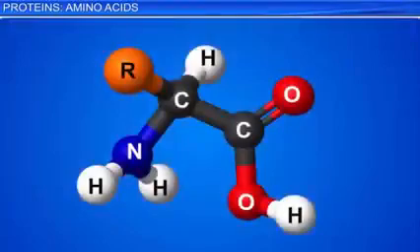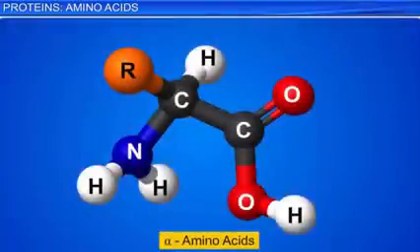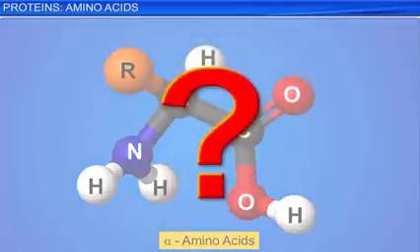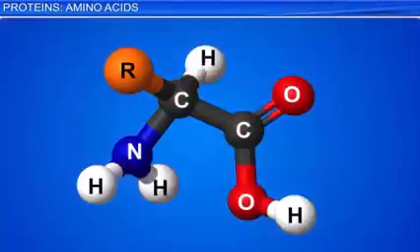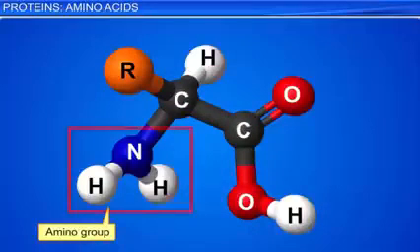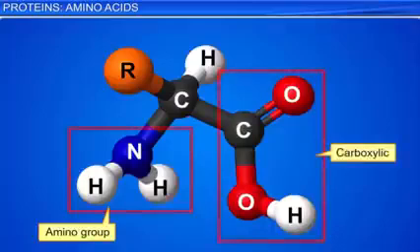Proteins are polymers of alpha amino acids. Now, what are amino acids? Let us understand. Amino acids are compounds that have one or more amino groups and carboxylic groups in a molecule.